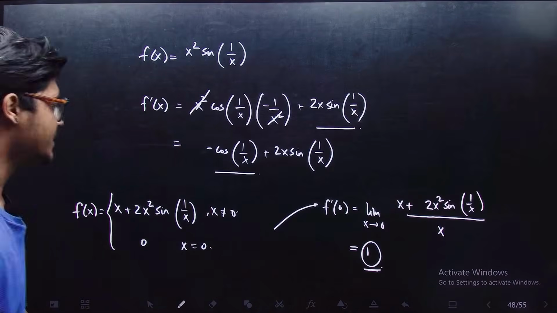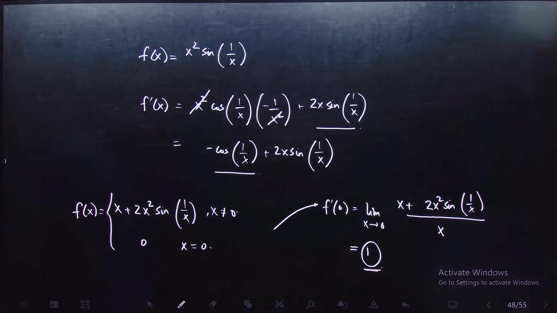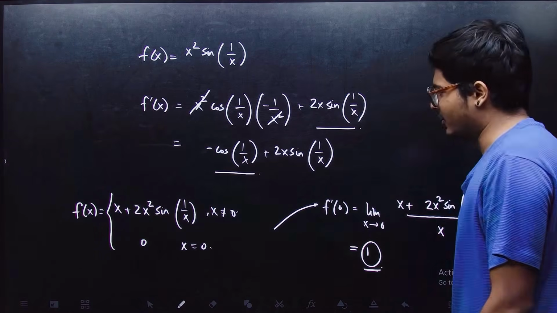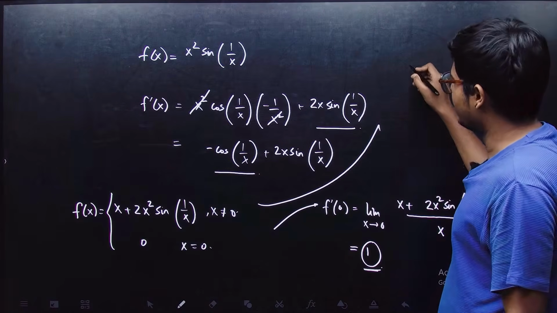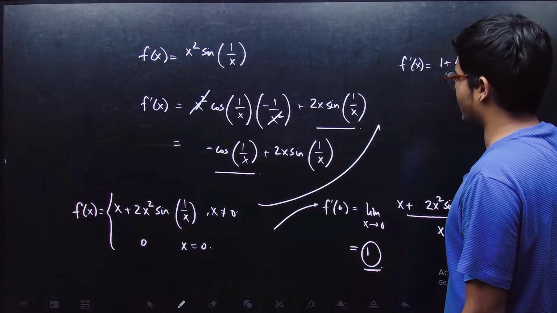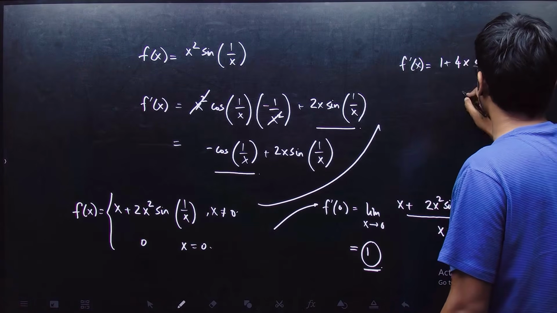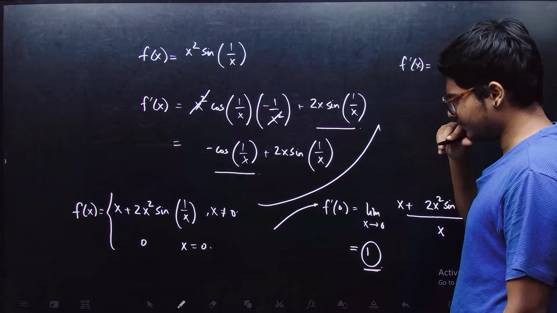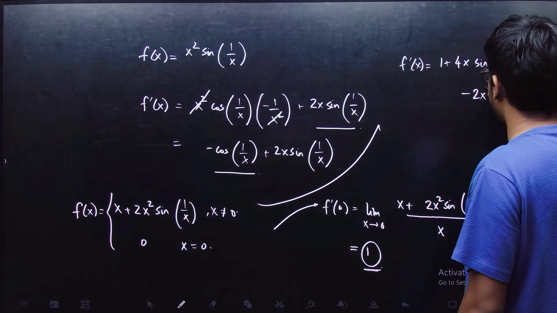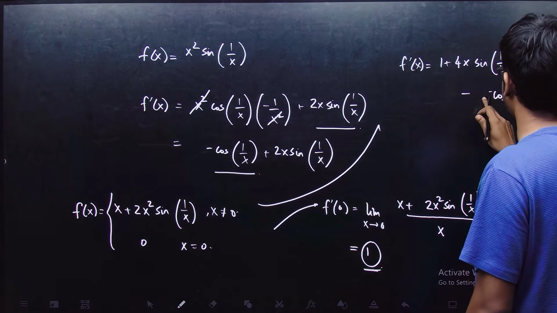So it is positive, the derivative is positive. But if you look at the neighborhood of this function, can we make any predictions about whether the function is going to be increasing or not? If I look at this derivative at other, non-zero points, it's going to be 1 plus 4x sine 1 by x, minus, you'll get 2x square cos of 1 by x times 1 by x square. So x square and x square cancel out, so minus 2 cos 1 by x.